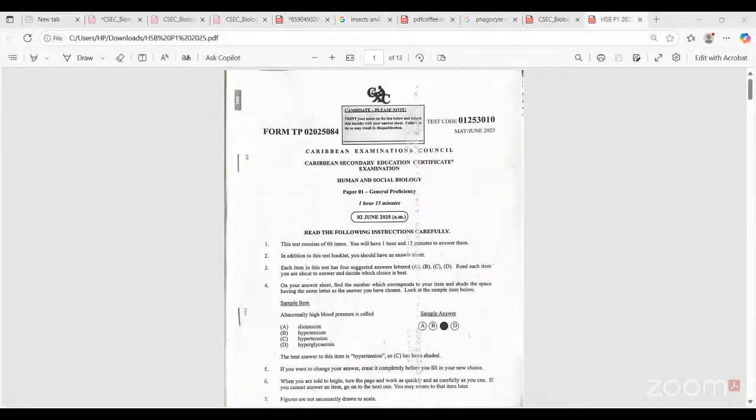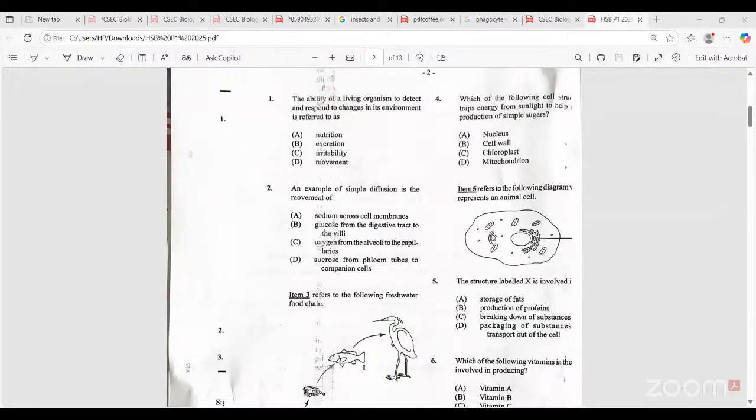All right. So the first one says the ability of an organism to detect and respond to changes in its environment, referred to as... That one would be irritability.